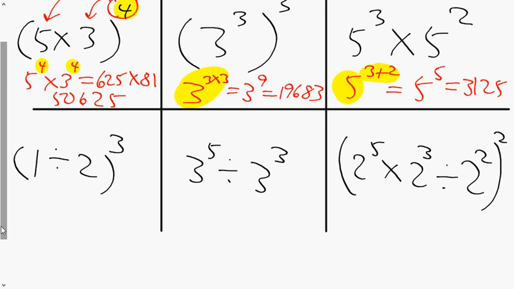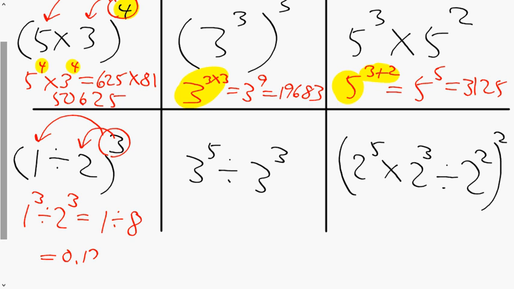In our fourth example, we have the division of two numbers to an exponent outside the brackets. And our law states we can disperse this exponent onto both parts of the quotient. So we can have 1 cubed divided by 2 cubed, which will be 1 divided by 8, which will be 0.125.